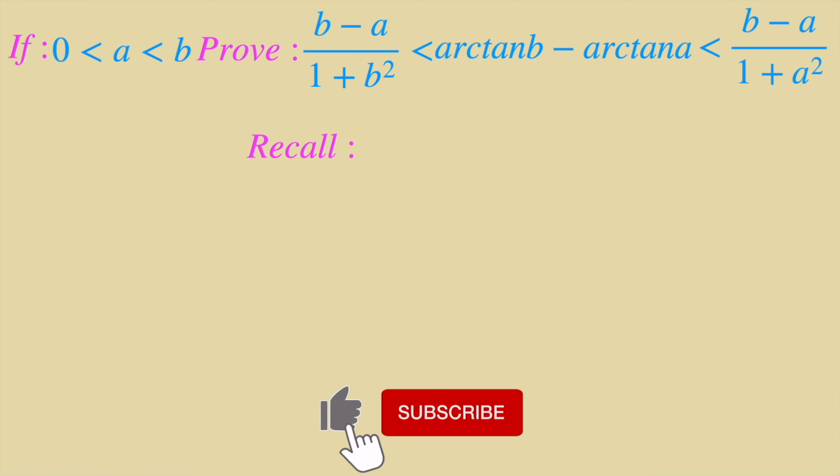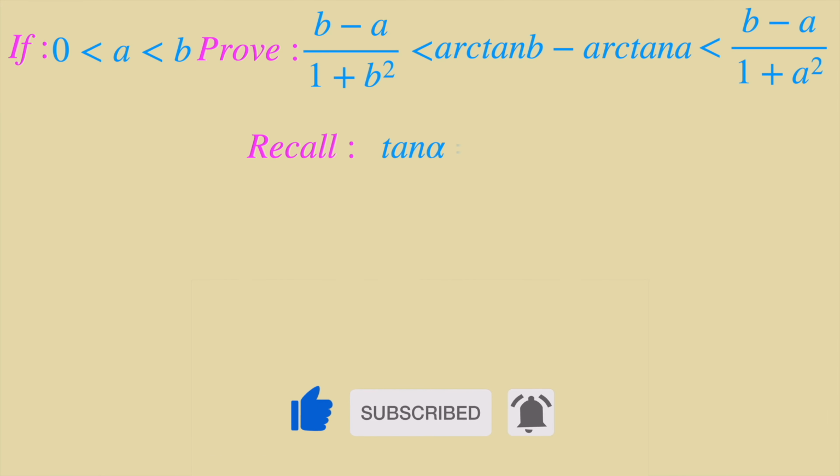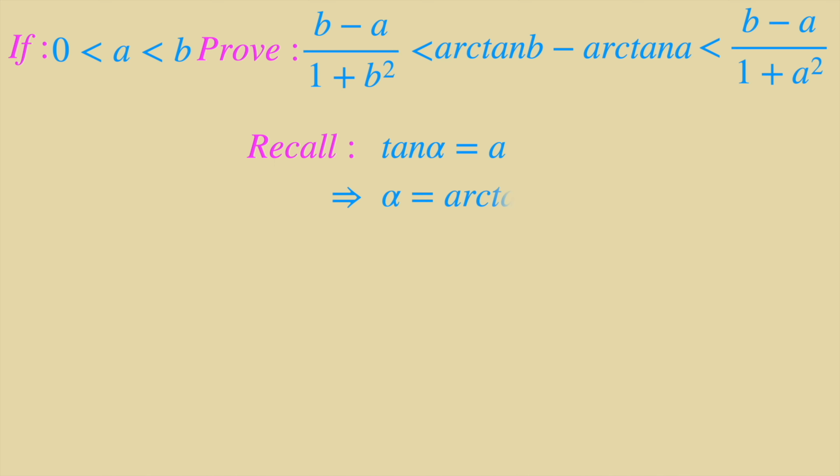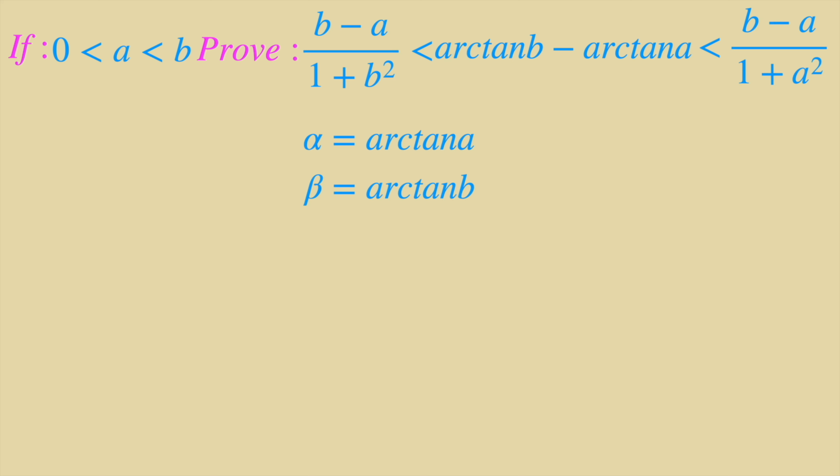Let's recall some mathematical knowledge. If tangent alpha equals a, where alpha is an angle and a is a real number, we will have alpha equals arctangent a. So let alpha equal arctangent a, beta equal arctangent b. Because a is greater than 0 and a is less than b, we will have alpha is greater than 0 and is less than beta, and beta is less than pi over 2, because that's the endpoint of the interval of arctangent function.